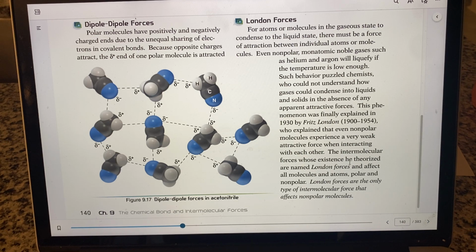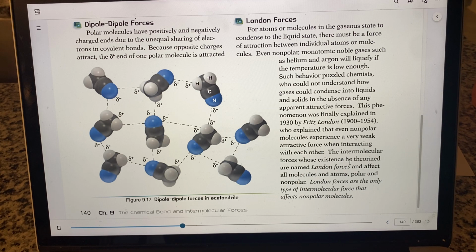And here's a picture of them. You can see this little Greek delta, which means partial. So here's a partial positive, partial negative, partial positive, partial negative, and they're usually drawn with positives attracted towards negatives. So in this molecule, they're being drawn in all these different ways because of dipole forces, and these forces will hold the substance together with the different molecules.